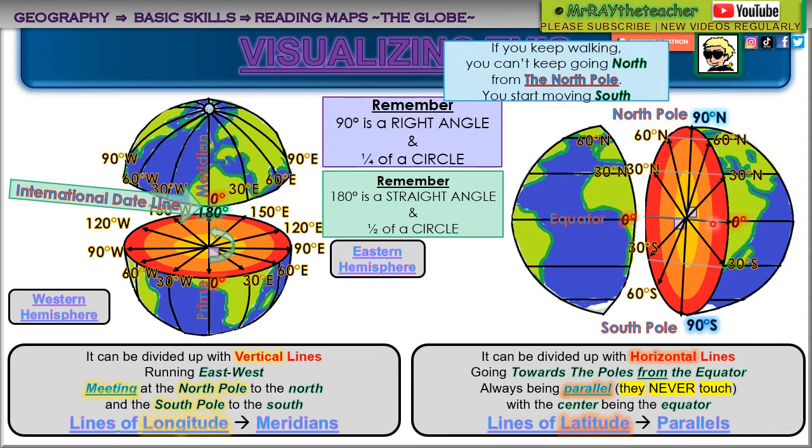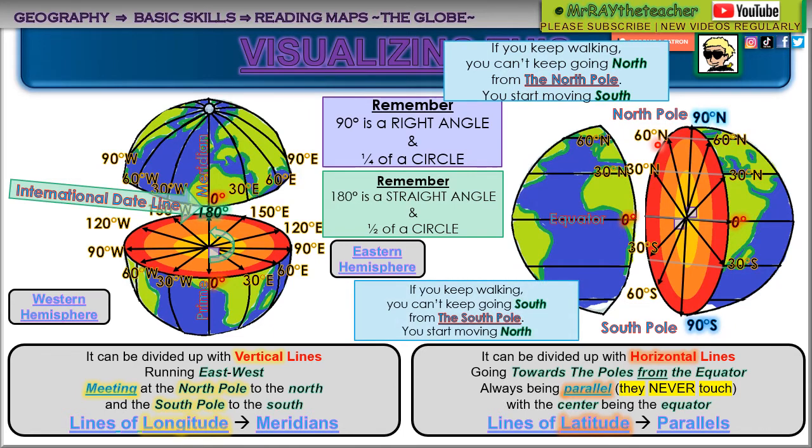So if you're going clockwise, you started from 0, 30 degrees north, 60 degrees north, 90 degrees north, you hit the North Pole. Keep walking straight, you go 60 degrees north because you're going south now from the North Pole. 30 degrees north, back to 0. Now we'll keep on going south, 30 degrees south, 60 degrees south, and we've eventually hit 90 degrees south. That's your South Pole.